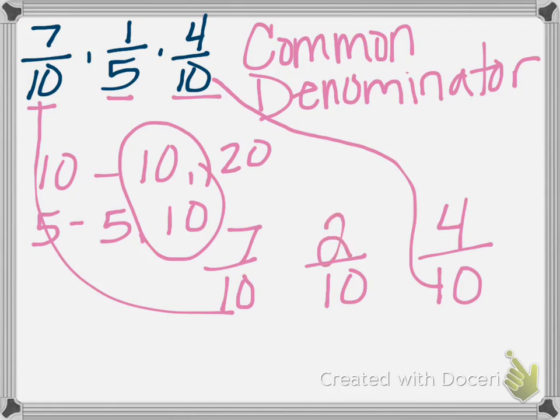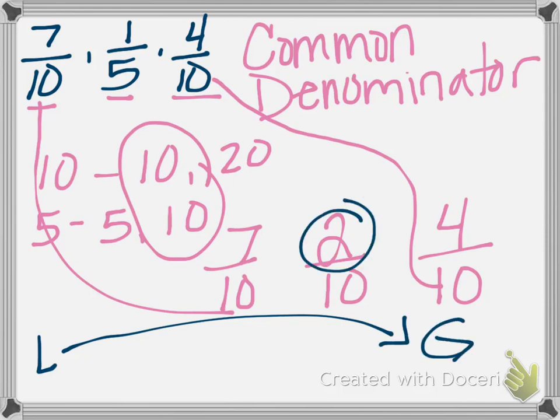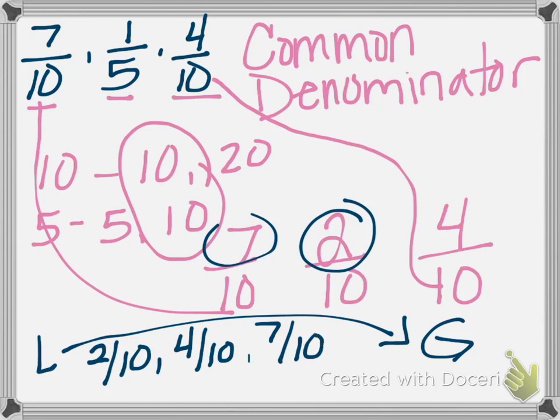Well, now I can very easily put these into order by only comparing the numerators. So, from least to greatest, my smallest number is 2, my middle number is 4, and my biggest number is 7. Okay, I actually need to go back and erase because my fraction is not 2/10, but rather 1/5. But it doesn't change where it is because 2/10 is equivalent to 1/5.